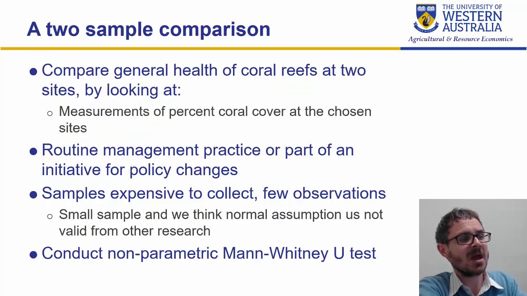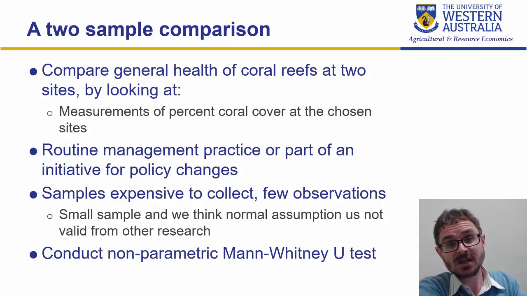So we want to compare two coral reefs. We want to look at the health of them. The particular measure of health that we're looking at is the amount of live coral cover on the reef. This is something that we might be using as part of our environmental management regime. These locations that we need to test could be quite difficult to get to, so we're going to be constrained. We're going to have small samples, and we're going to maybe be a bit worried about the normal distribution assumption because we have small samples.